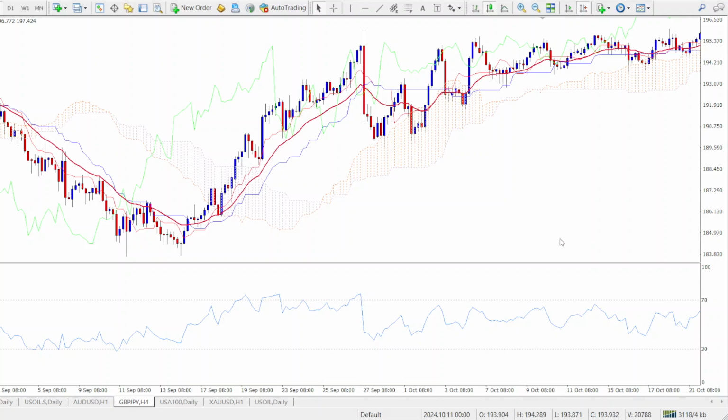And then practice interpreting the cloud on historical charts to build your confidence. So that is it for this video on the Ichimoku Cloud Indicator. I hope this guide has helped you understand how to use this amazing indicator to analyze trends, momentum, and key levels in the Forex market.